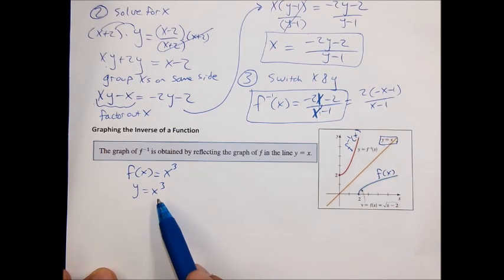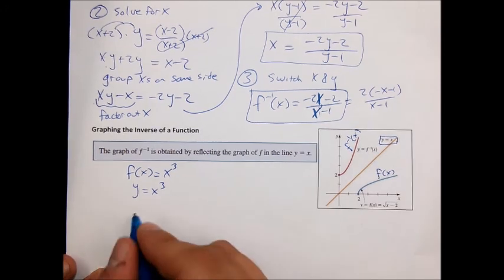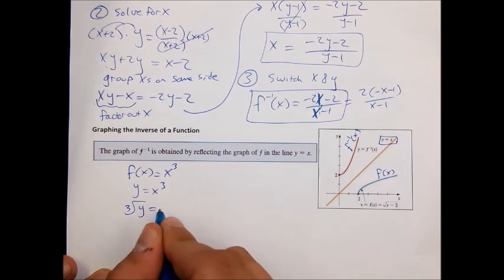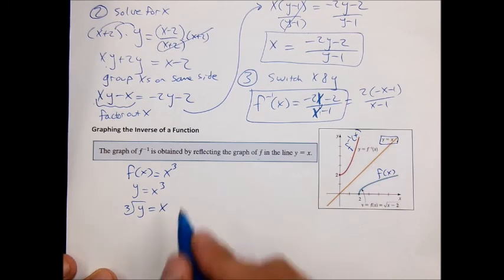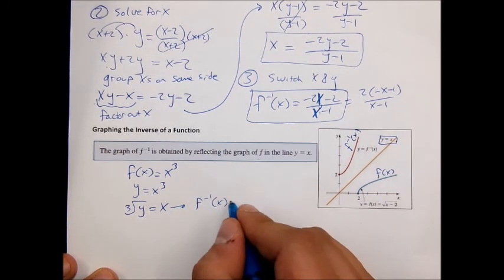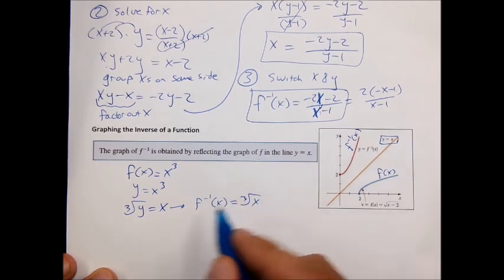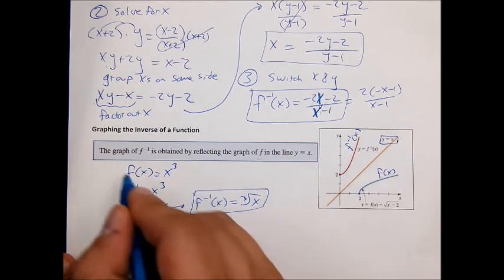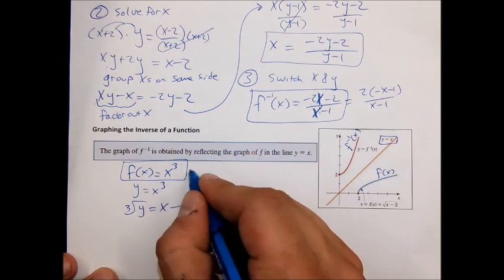We want to get x by itself. How do we get rid of a cubed? Cube root. And so we do the cube root of y equals x. And so that means that the inverse is the cube root of x. And so we got our inverse, and we've got our original here.